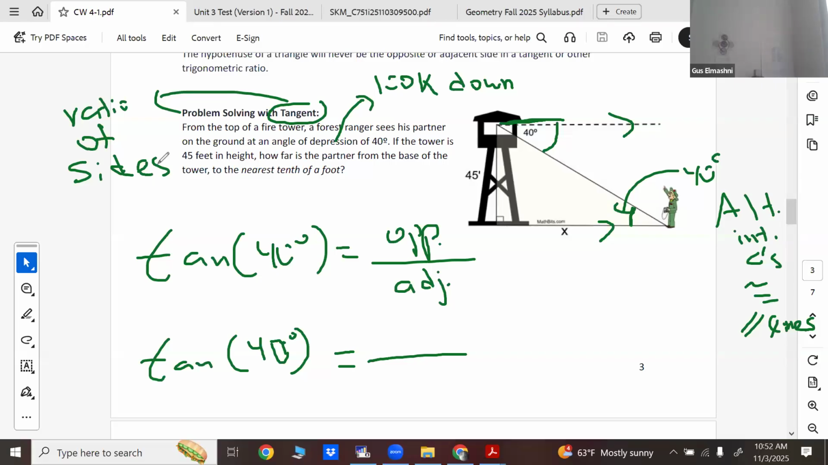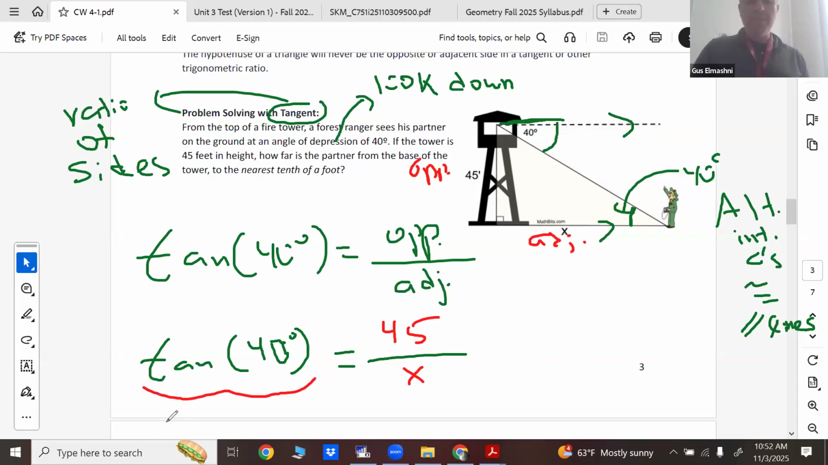So if that's 40 degrees, the tangent is opposite over the adjacent, right? So my opposite is clearly 45. Do I know the adjacent? We do not. We call it x. So it's going to be 45 over x. Now this one gets a little crazy. You have to use a calculator. You cannot do this in your head.